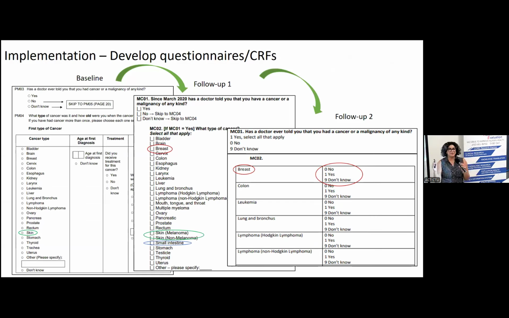Okay. We talked about consistently asking questions through time. We gave the example of the short form and the long form. So please don't change your questionnaires. This is another example where, unfortunately, they did change the questionnaires.